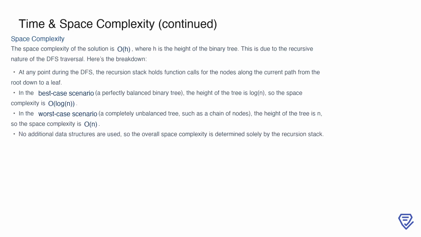Now, let's discuss the space complexity, which is O(h), where h is the height of the binary tree. This is a result of the recursive nature of the DFS traversal. At any given point, the recursion stack holds function calls corresponding to the nodes along the current path from the root to a leaf. In the best-case scenario, where the tree is perfectly balanced, the height of the tree is log n, leading to a space complexity of O(log n). In the worst-case scenario, such as in a completely unbalanced tree that resembles a linked list, the height becomes n, resulting in a space complexity of O(n). It's important to note that no extra data structures are used, so the space complexity is entirely determined by the depth of the recursion stack.